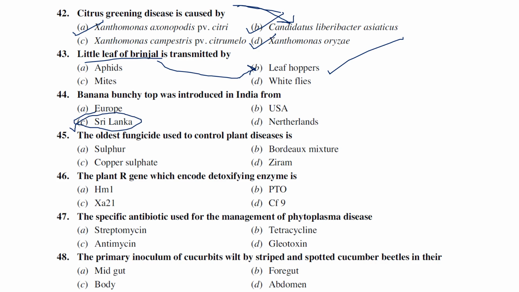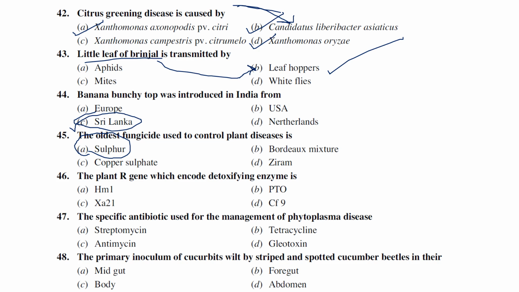And the oldest fungicide used in the control of plant diseases: sulfur, Bordeaux mixture, copper sulfate, ziram. It is well known that sulfur has been used for centuries. So this is known to be the oldest fungicide used in plant disease management.